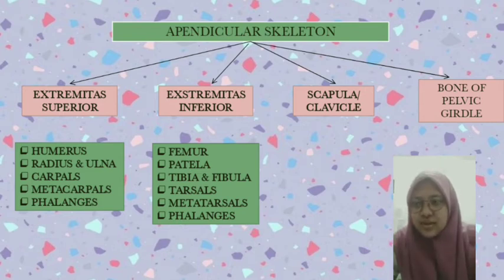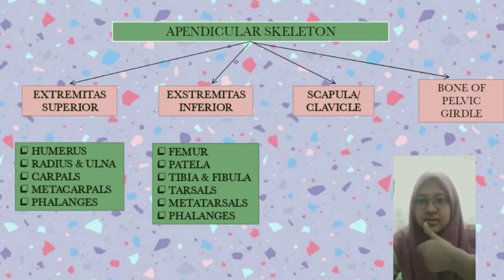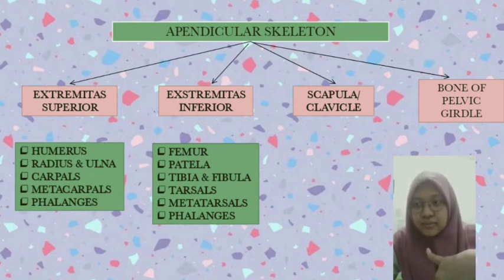And next, extremitas inferior. Example: femur, patella, and tibia, tarsals, metatarsals, and phalanges. One more: femur, patella, and tibia. Next, tarsals, metatarsals, and phalanges.